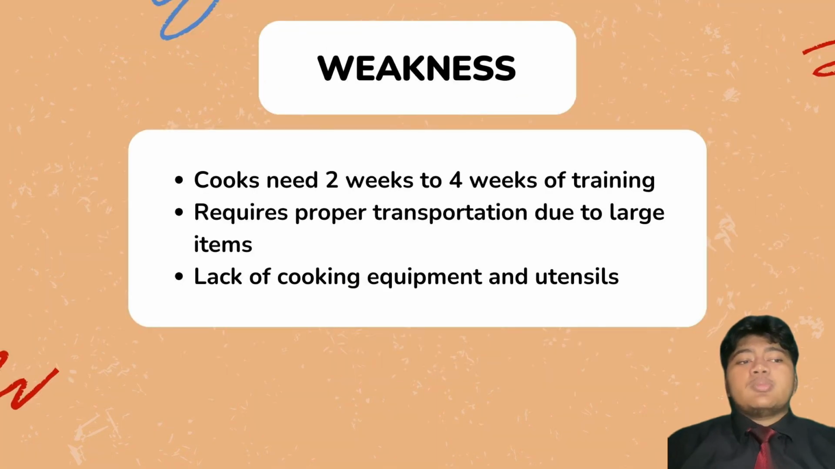Now, I will talk about the weaknesses of Apam Balik Orang Muda Enterprise. One of the weaknesses is that the cooks need to be trained for 2 to 4 weeks to master the skill of making apam balik before they can start to work there. The second weakness is that the item requires proper transportation due to its large size. And the last weakness is that they lack cooking equipment and utensils. This is because the equipment that they use is unique, making it hard to produce.